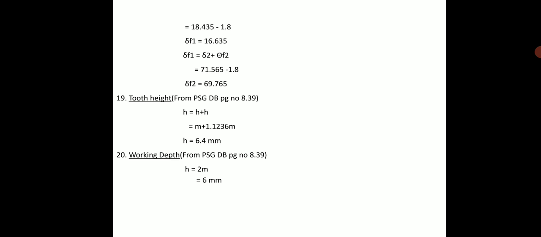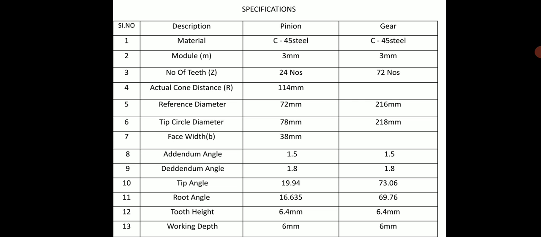And tooth height, h is equal to hf plus ha, which is equal to 2.1 into mt, so 2.1163 mt, which is equal to 6.4 mm. Working depth 2 mt is equal to 6 mm. Then these are the specifications obtained from the data. Thank you.